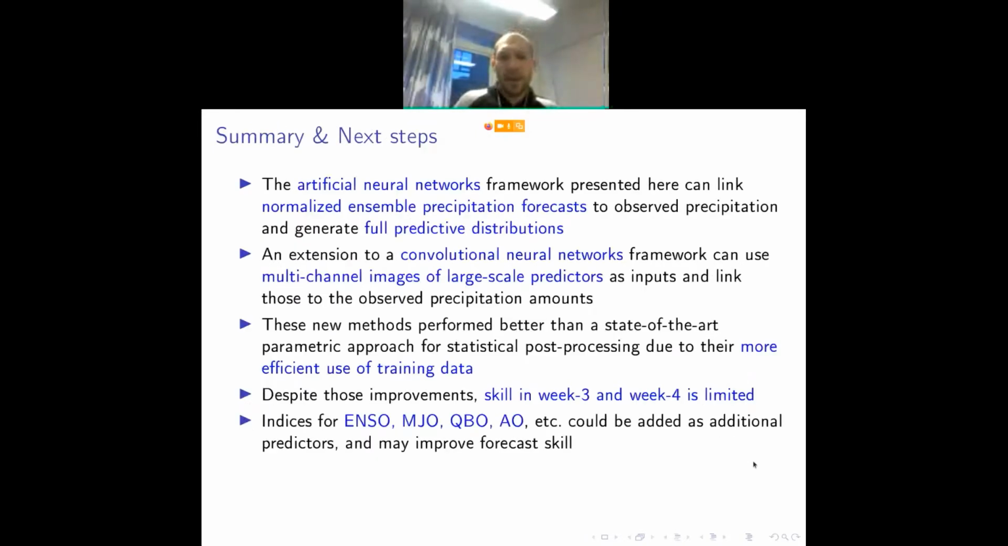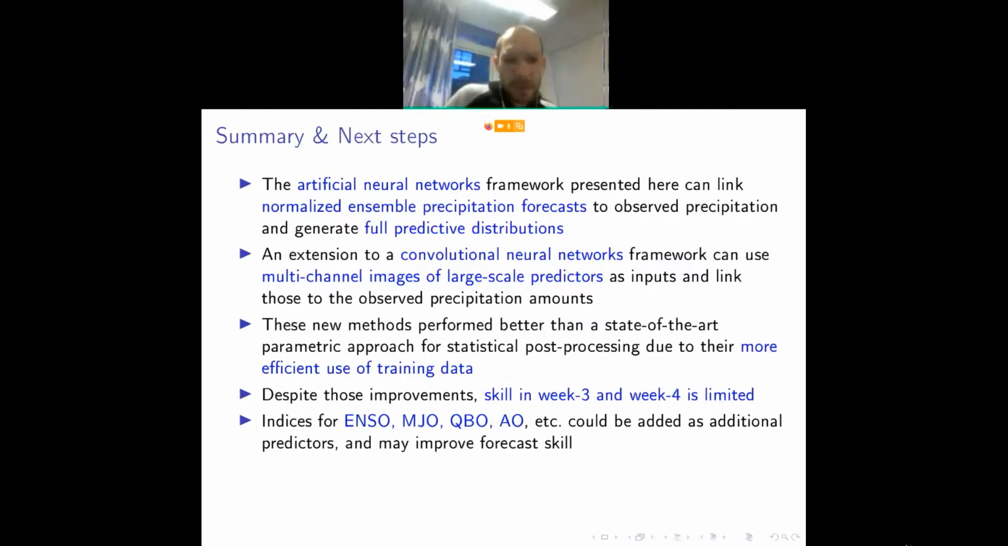Here's just a summary of what we looked at. So we've constructed these neural network approaches with the goal of sharing a model across different points in space so that we can make more efficient use of the data, while also addressing local characteristics. And this alternative neural network can not just use grid point by grid point transformation of forecasts, but also use large-scale information that comes in the form of images.